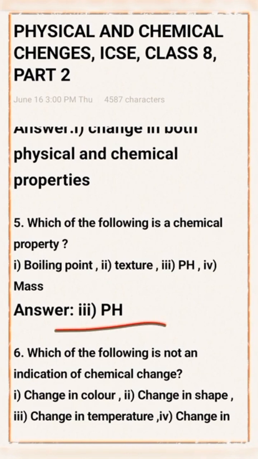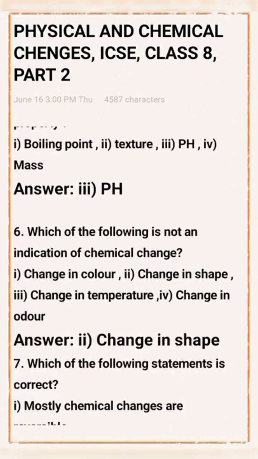Okay. Next question, question number 6. Which of the following is not an indication of chemical change? Option 1, change in color. Option 2, change in shape. Option 3, change in temperature. Option 4, change in odor. Answer 2 is the right answer, that is change in shape.